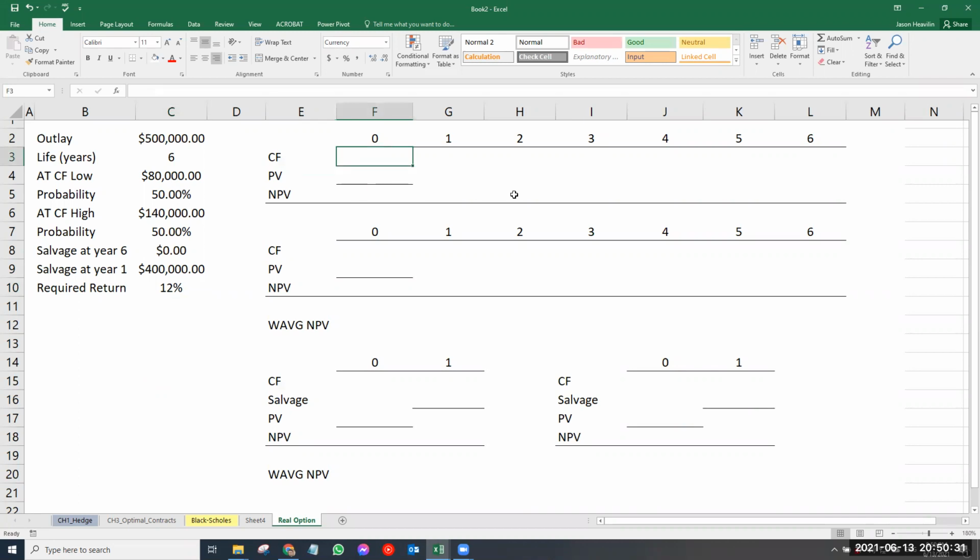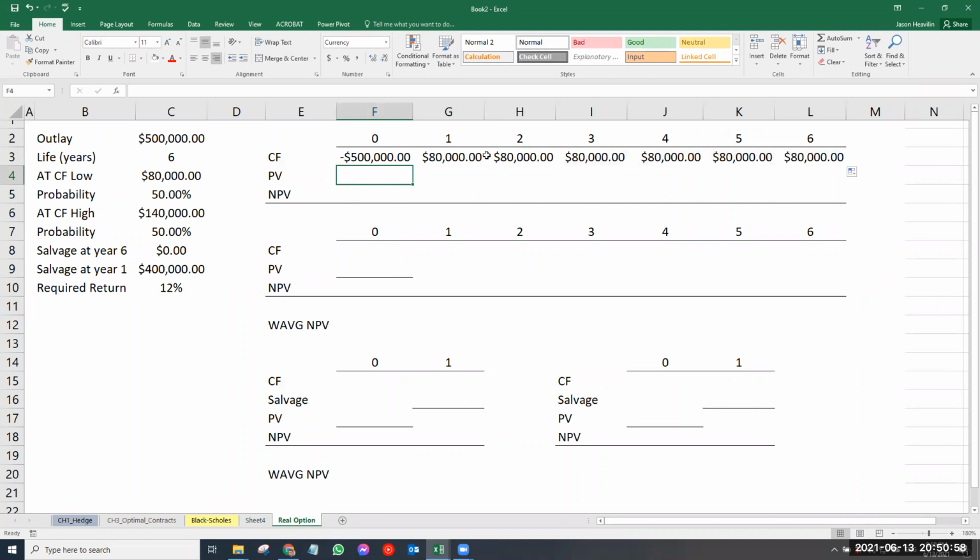So let's set up the NPV scenarios. In year 0, the cash outlay would be $500,000. If we go with the low end first, it'll be $80,000 every year. We're going to keep it simple. We're not going to do uneven cash flows. We're going to assume the same cash flow year after year, but this can also be done with uneven cash flows.